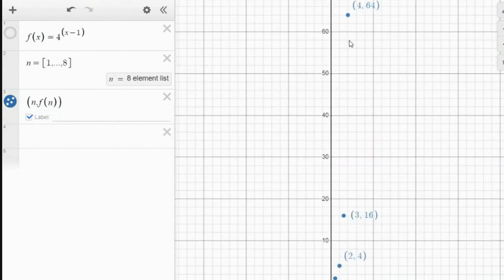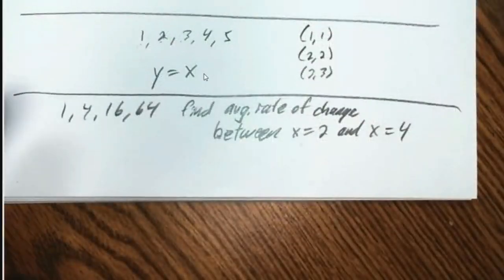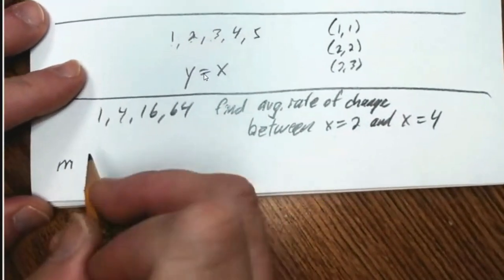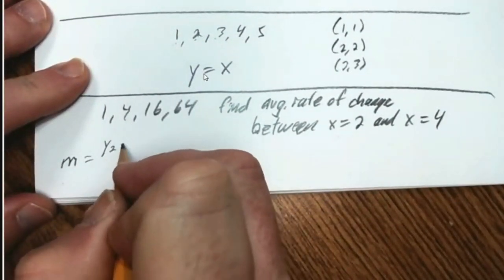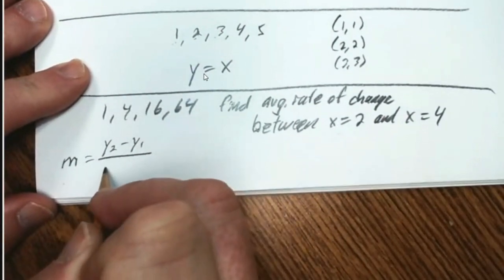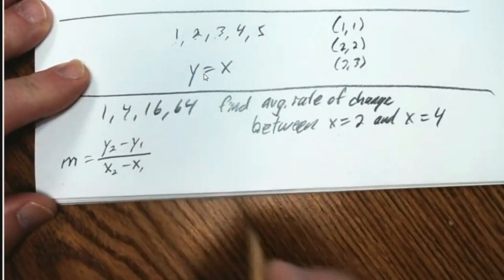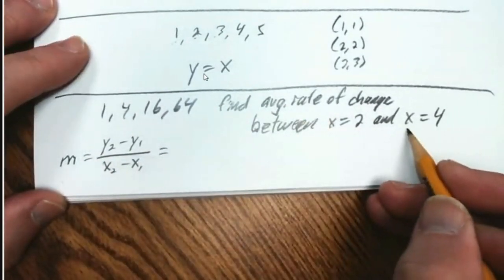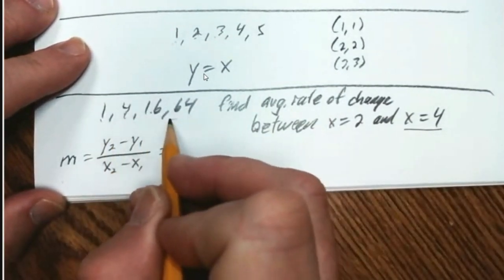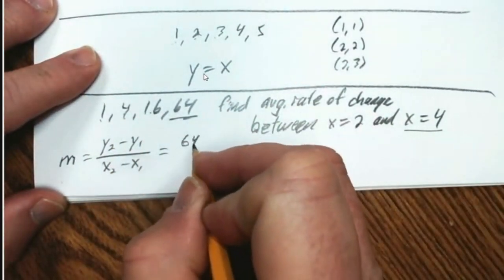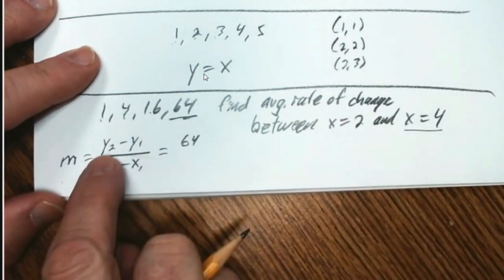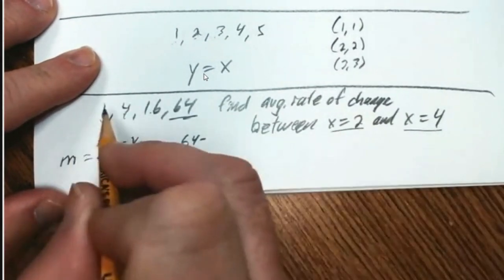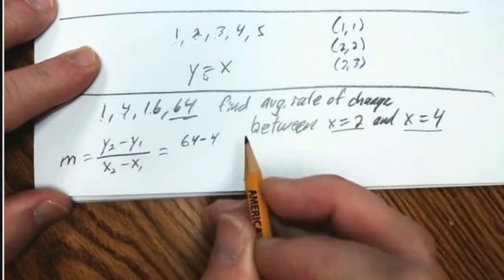For 2, 4, and 4, 64. So we have a formula for that. It goes way back to Algebra 1. Our slope formula, where you subtract the two y values and divide them by the subtraction of the two x values. What are the y values? Well, when x equals 4, 1, 2, 3, 4, 64. That's y2. Minus y1. When x equals 2, 1, 2, that's what the y equals.